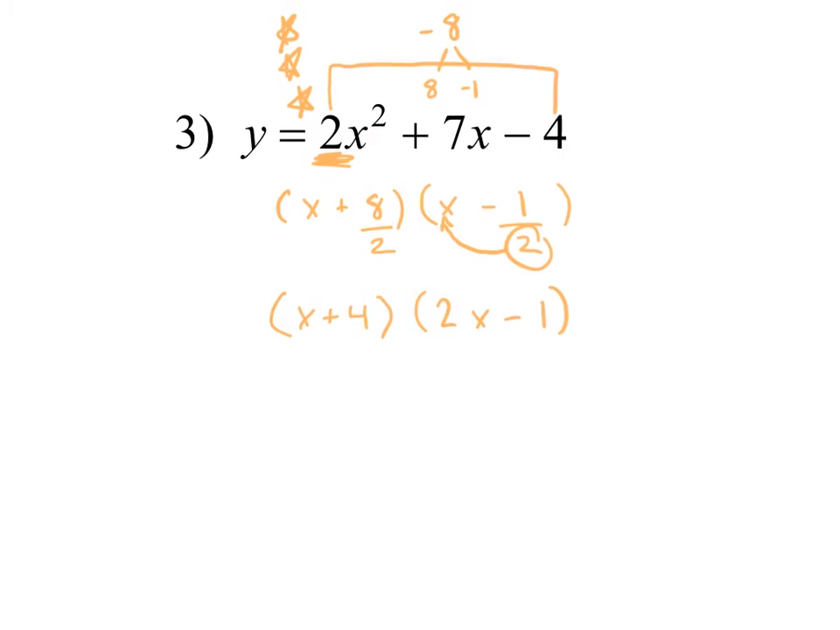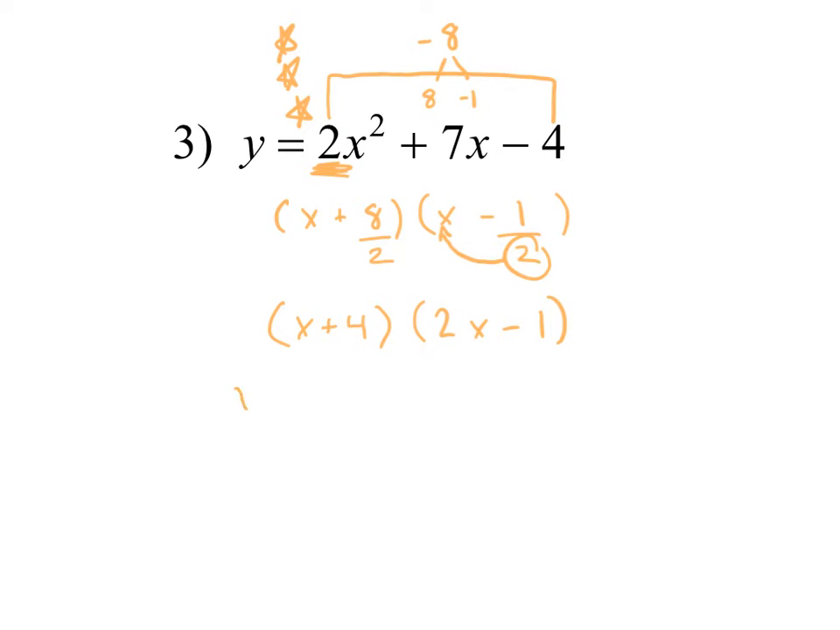And now we can find our zeros by setting each of these equations equal to 0. So we get x is equal to negative 4. And for this next one, we add 1 to both sides. So 2x is equal to 1. Then we divide by 2. So x is going to be equal to 1/2.